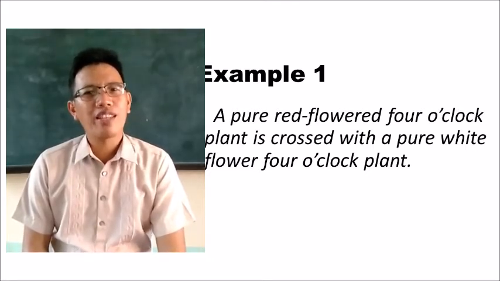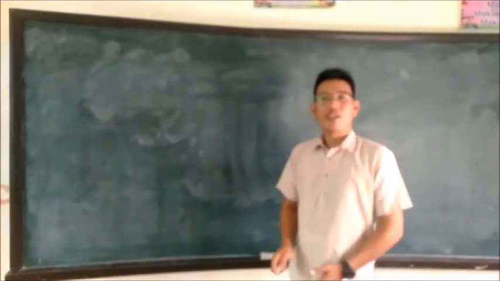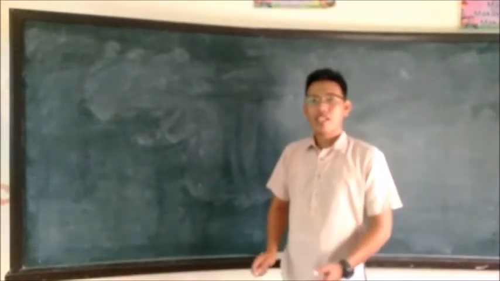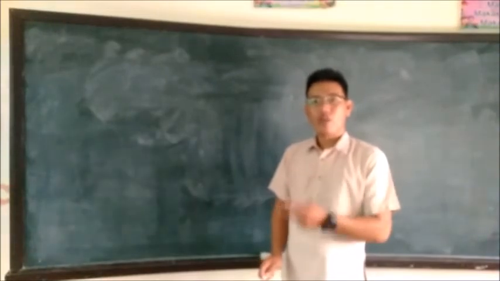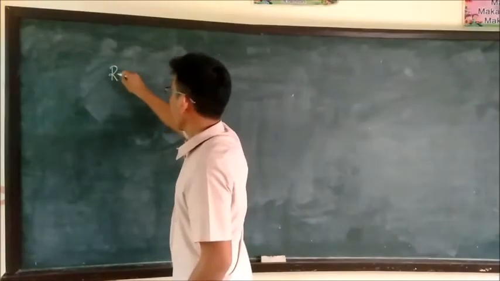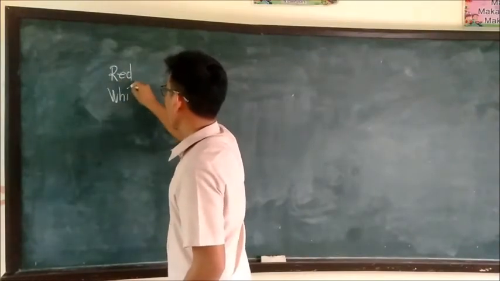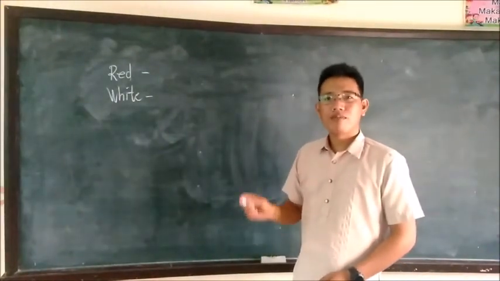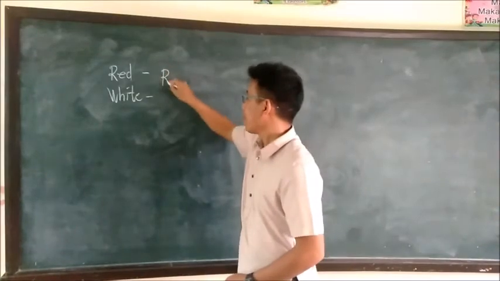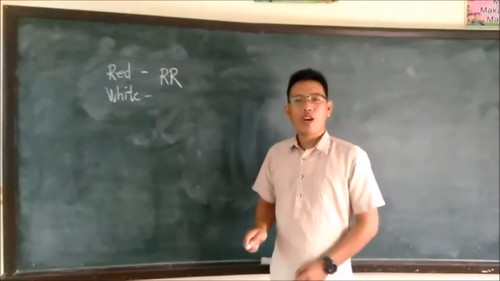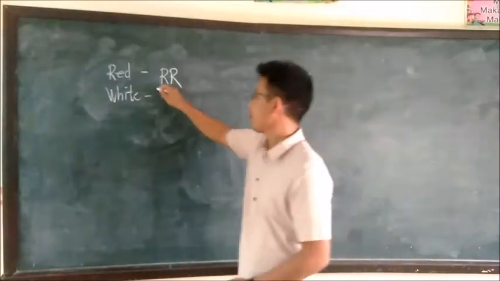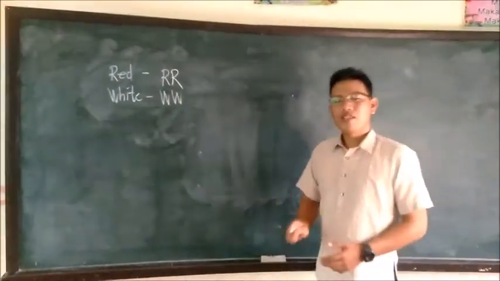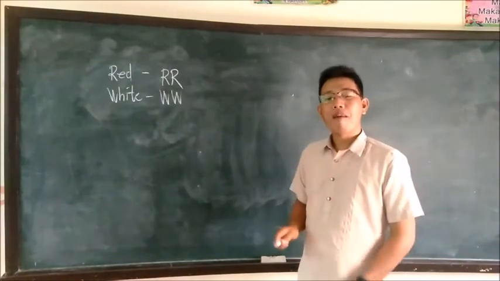Then how are we going to show the possible offspring using the Punnett square? The first thing that you are going to do is to identify the genotypes of your parents. So the parents are the red flower and the white flower. The genotype of the red flower is RR. And the genotype of the white flower is WW. The next thing that you are going to do is to make your Punnett square.